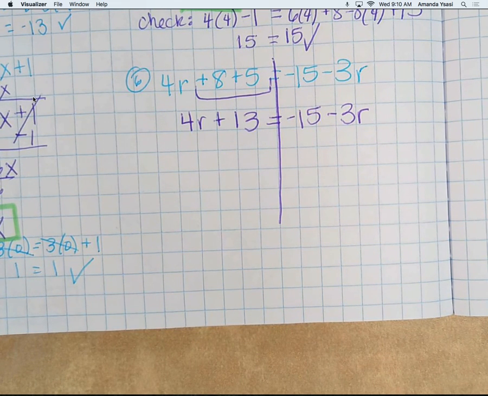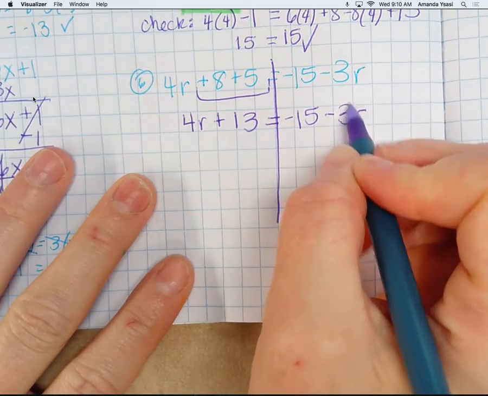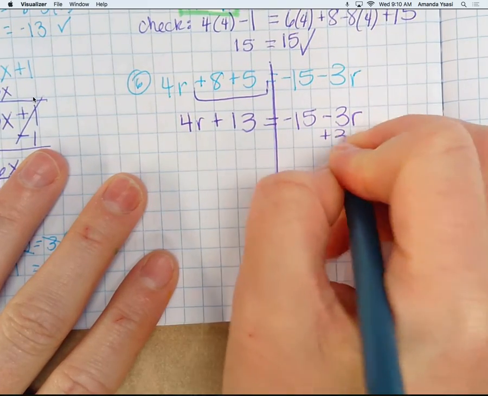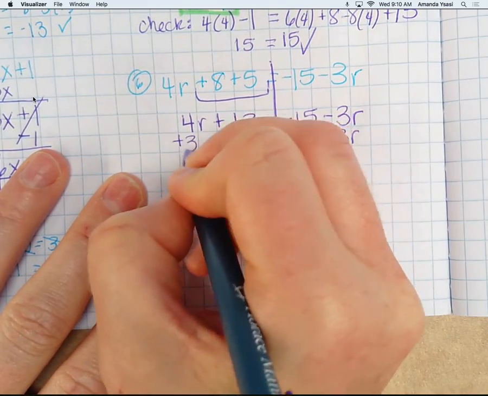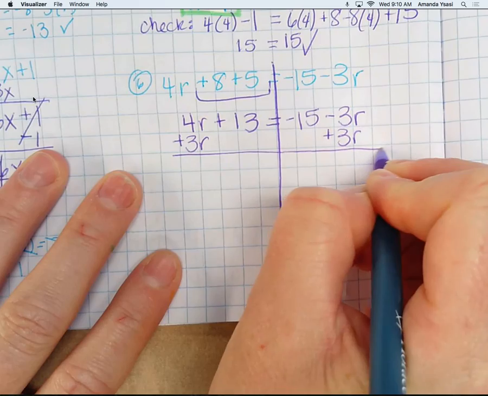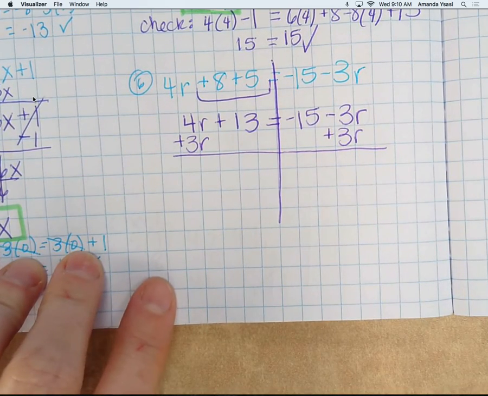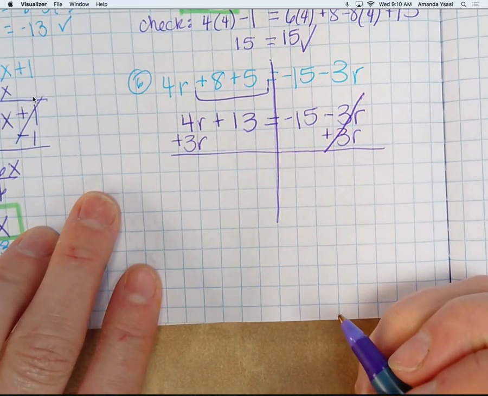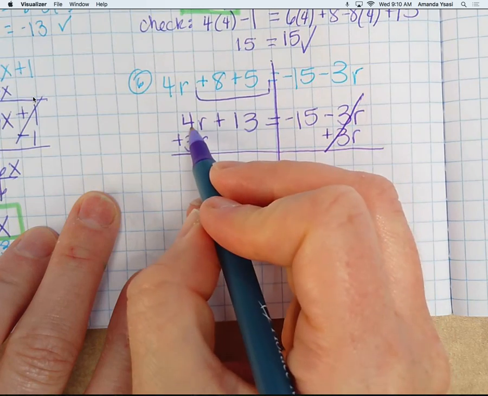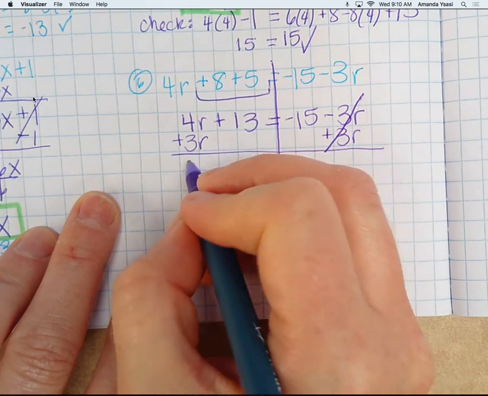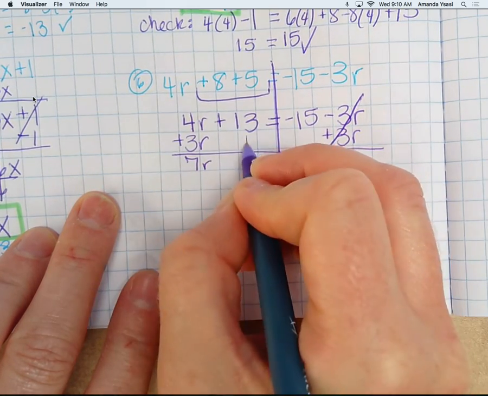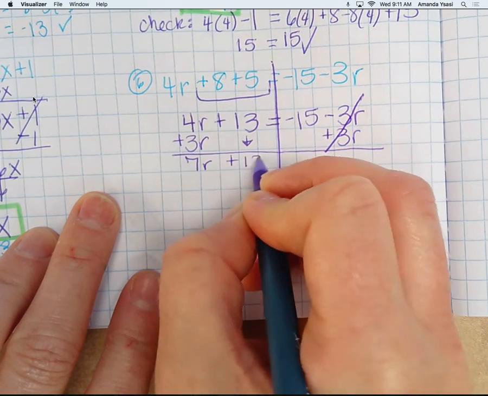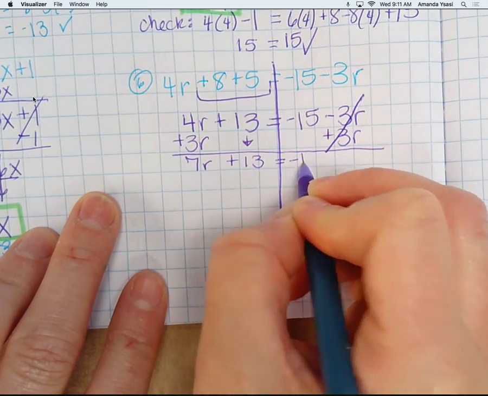Now I move the smaller variable. So which one's the smaller? Negative 3r. So I do plus 3r to both sides. Always put it underneath the like variable. So negative 3r plus 3r is 0. So we can cross those out. 4r plus 3r, 7r. Carry down the plus 13 equals negative 15.